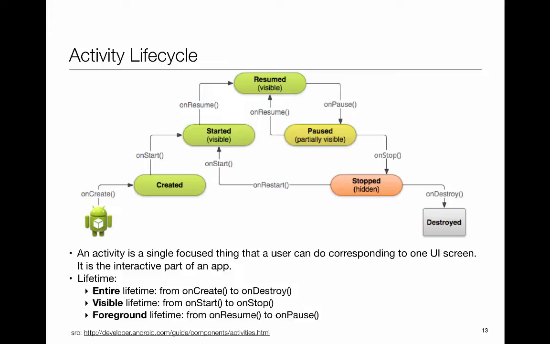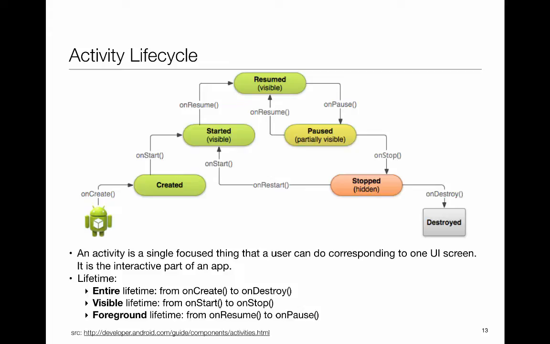So first of all, the most common or the first application component you will see is the activity. It is a single focus thing that a user can do, corresponding to one UI screen. Basically, one activity is one UI screen you can see when you open an app, and it is the part where the user interacts with the app. Normally you will do some UI task in your activity, and you are not trying to do heavy processing or network communication or file accesses in an activity.